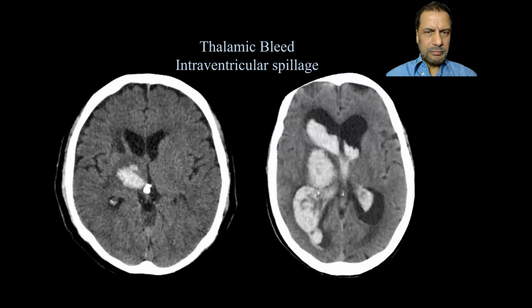So again, this is a thalamic bleed. Here the thalamus has bled, and the internal capsule is actually outside the bleeding, but then there is no ventricular spillage here. But here the thalamus has bled, and the hematoma has spilled over into the ventricular system. And as you can see, the ventricular system is enlarged here, and both of the foramina of Monro are blocked by the hematoma. So there's a hydrocephalus, thalamic bleed with intraventricular spillage.